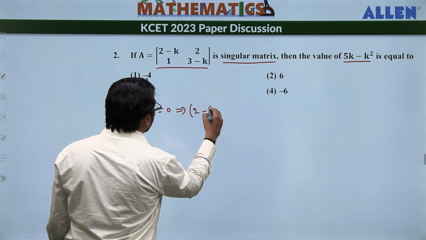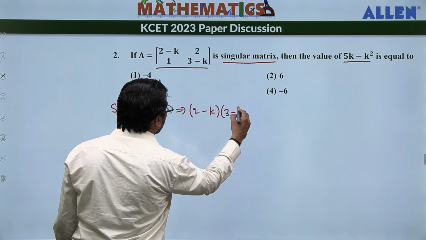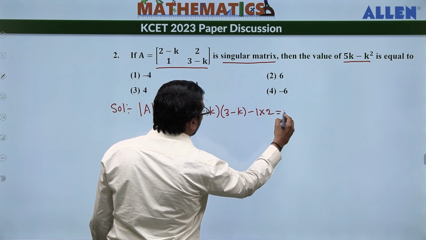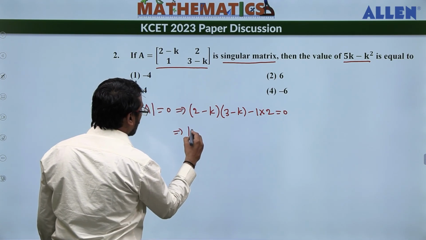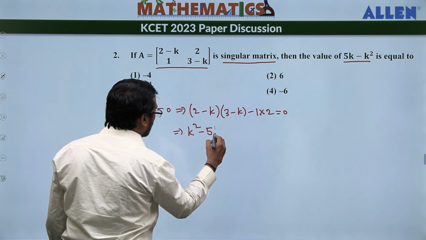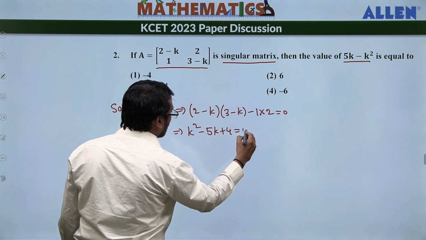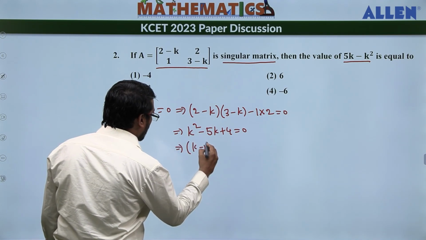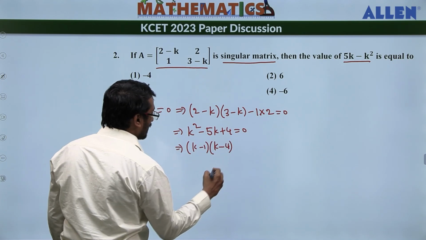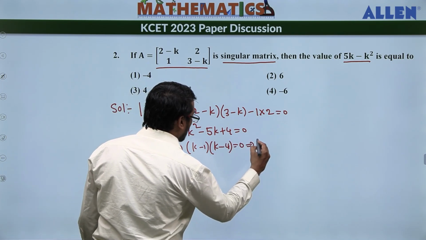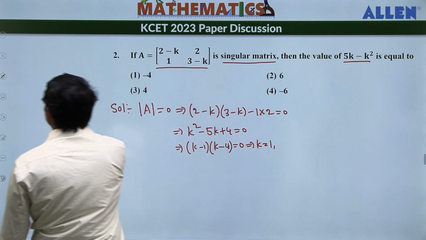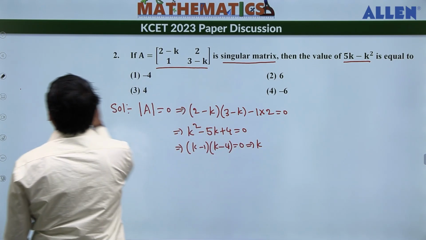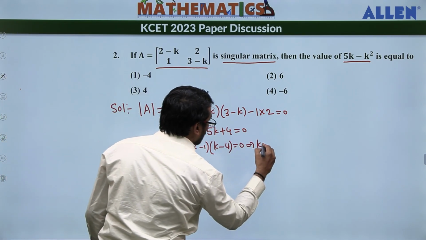2 minus k into 3 minus k minus 1 into 2. This becomes k square minus 5k plus 4. That becomes k minus 1 into k minus 4. That is, k is equal to 1, 4.